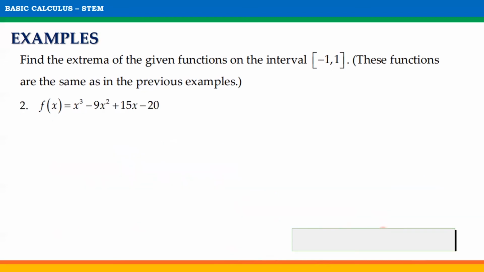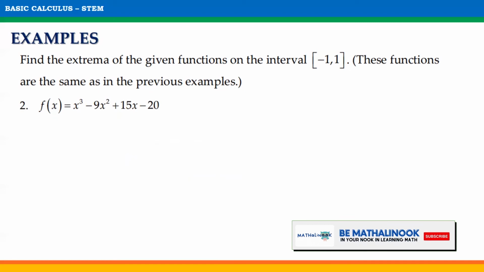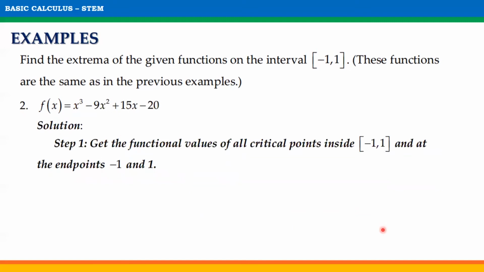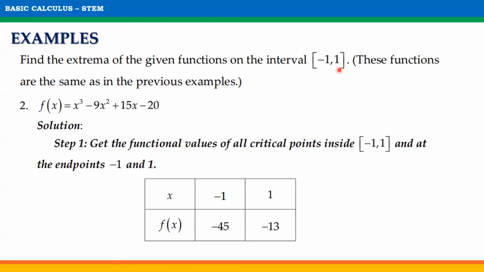Another example. f of x equals x cubed minus 9x squared plus 15x minus 20. Again, for step 1, we will be substituting the critical numbers to the given function, also the endpoints of the interval -1, 1, and we will be solving for the value of f of x. Thus, we will arrive at this table. Remember that earlier, we have solved the critical numbers of this function to be -1 and 5.